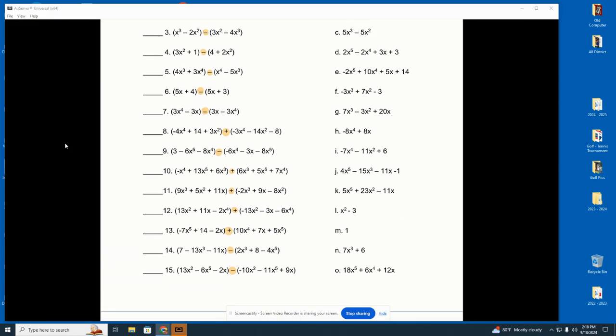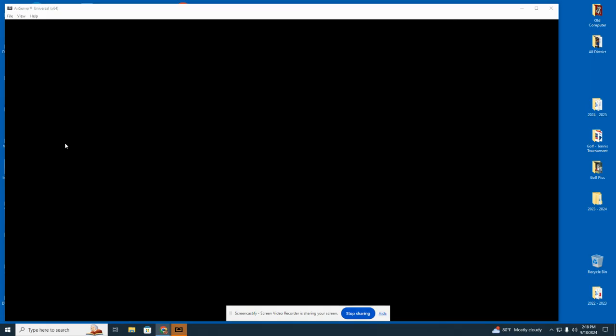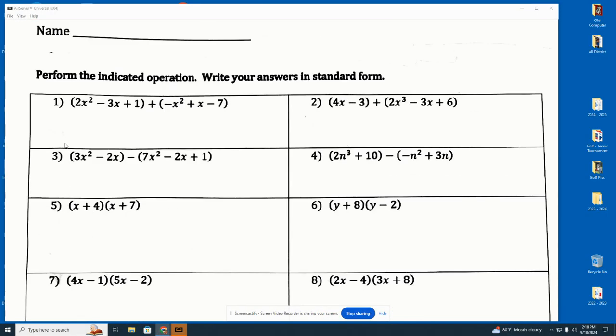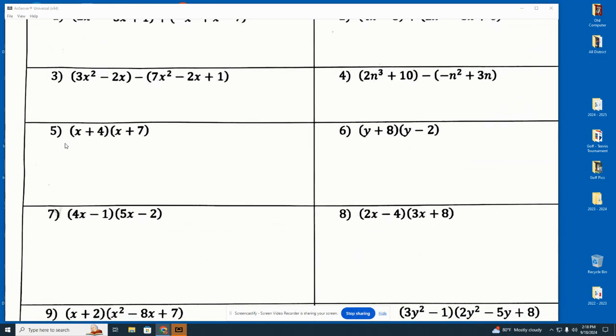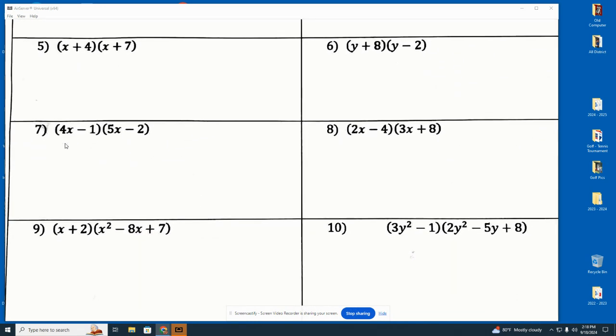Feel free to do your work on a separate sheet of paper. That would probably be very smart to get a sheet of paper out. And then on the back, you're going to see some adding and subtracting to start with, but then starting with number 5, you're going to see a whole lot of multiplying.